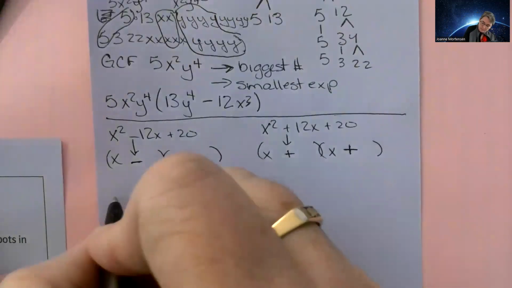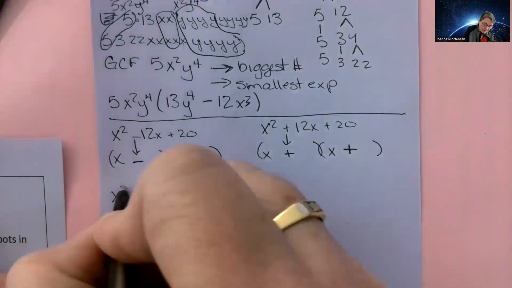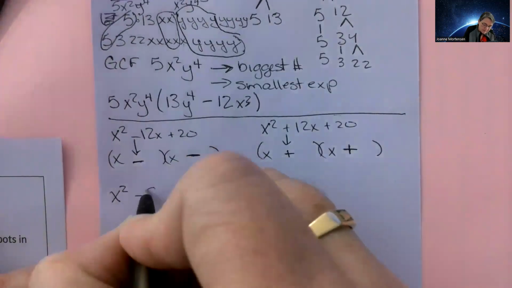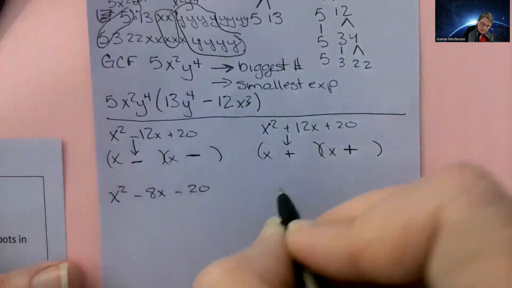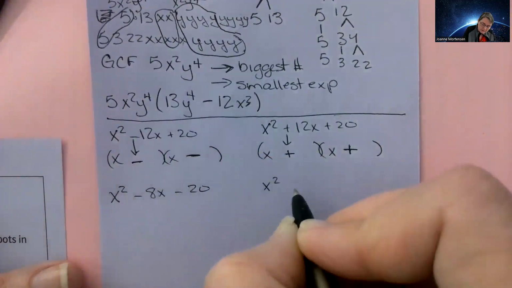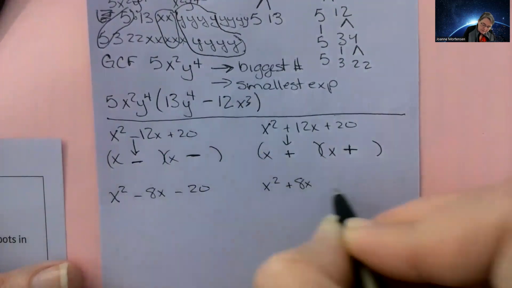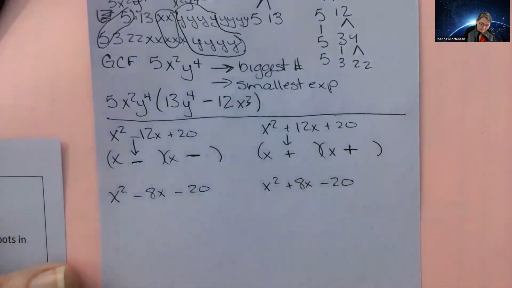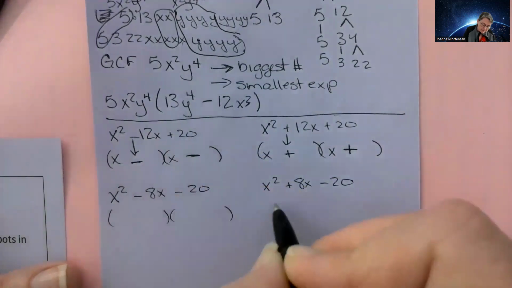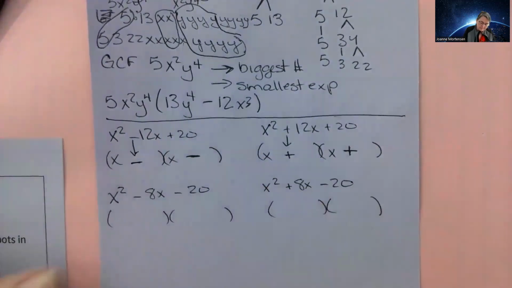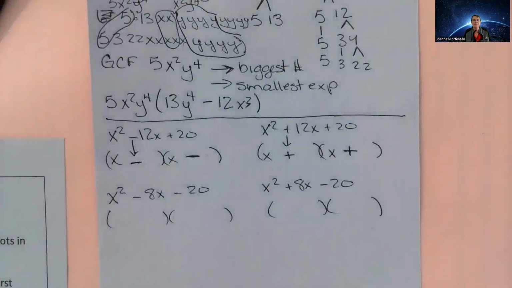Now, underneath, you're gonna put x squared minus 8x minus 20, and x squared plus 8x minus 20. Brackety bits. And you're gonna fill in what we put in those brackets.